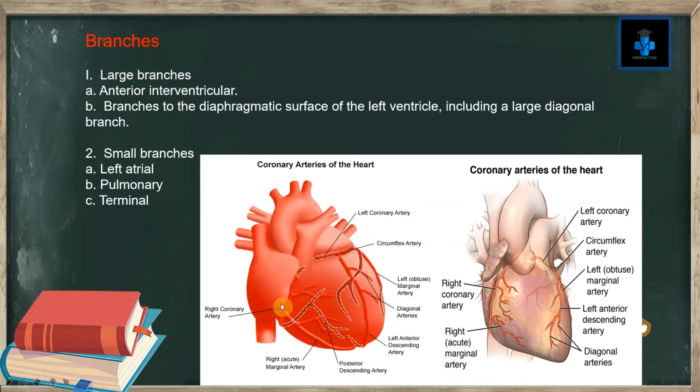So this is the right coronary artery, this is the left coronary artery, this is the circumflex artery. This is the marginal artery, this is the diagonal artery, and this is the left anterior descending artery. And this is nothing but the posterior descending artery.